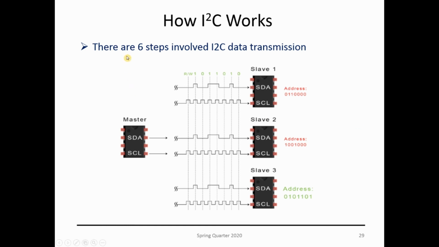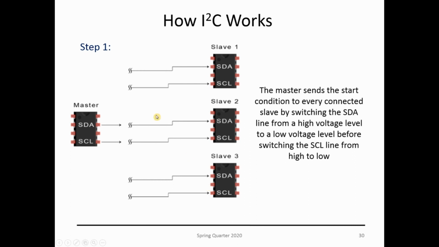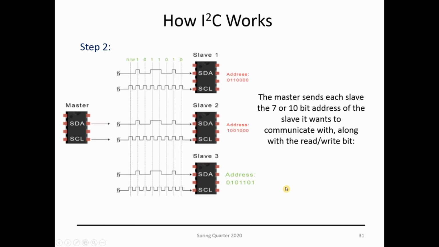How it works: there are 6 steps involved in the data transmission. Step number 1, the master sends the start condition, by switching the SDA from 1 to 0 before you switch the clock from 1 to 0. Once that happens, the slave knows that we're going to receive information. Then you send the address. Notice that all of them have addresses, and when I send the address, only the slave that matches the address is going to communicate with the master.